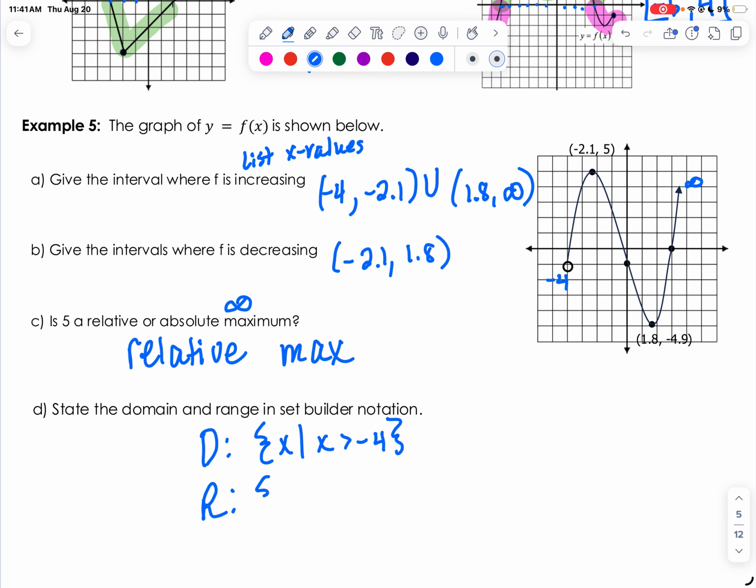For the range, talk about the set of y's such that, let's look at our y values. Now, our smallest y value is down here at negative 4.9. Our largest y value is up here at infinity. So the set of all y's such that y must be greater than or equal to negative 4.9.